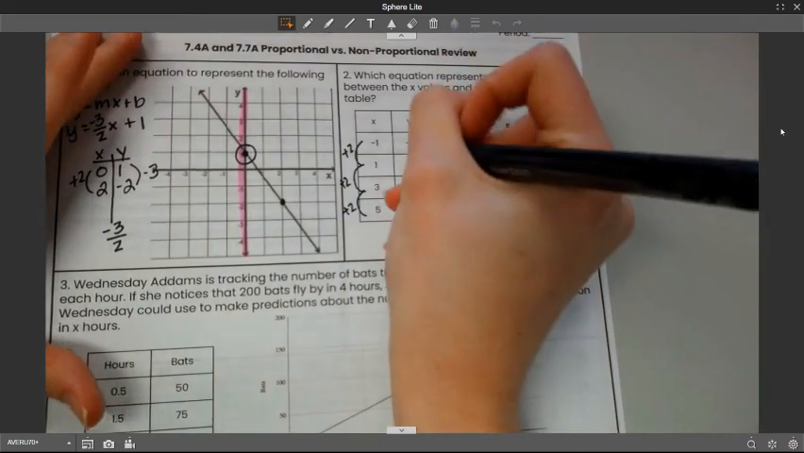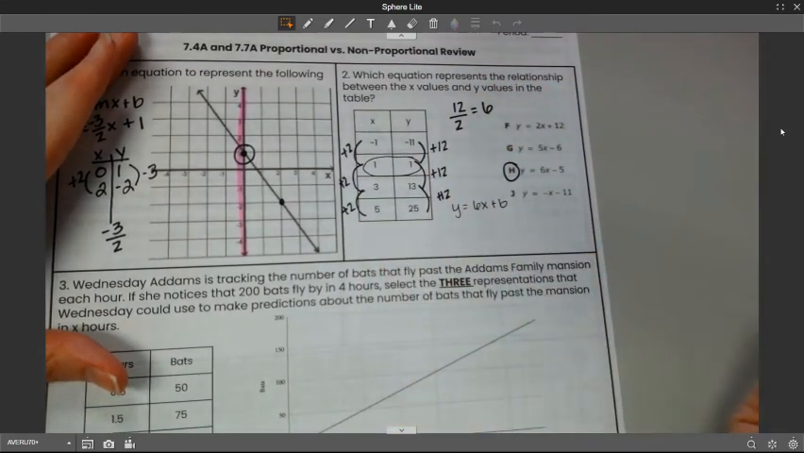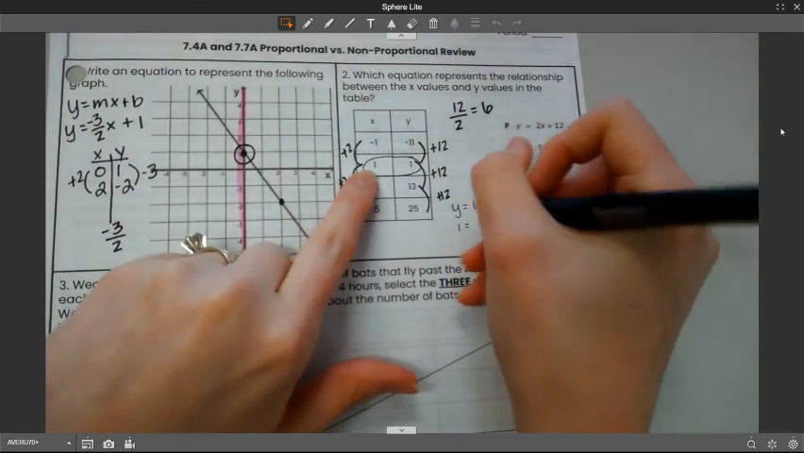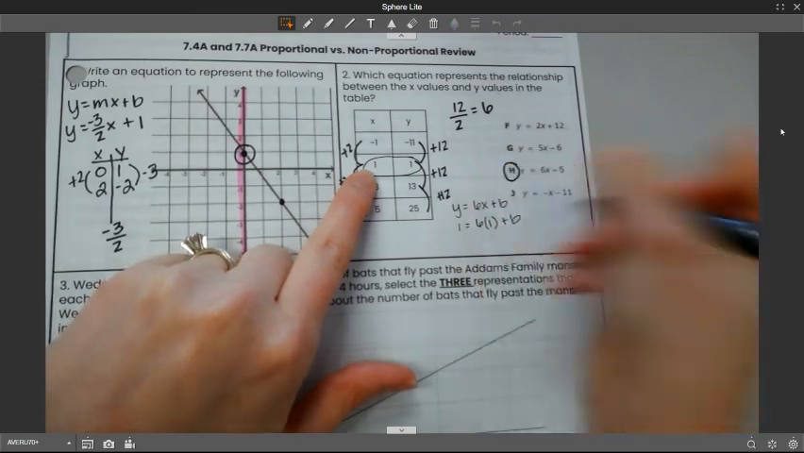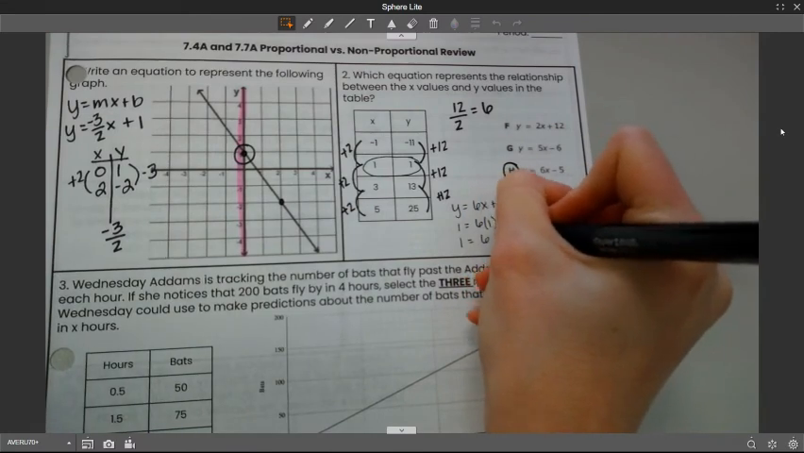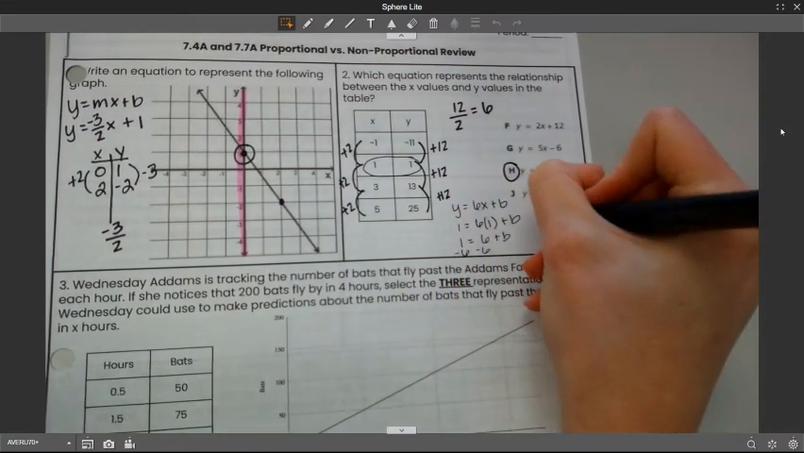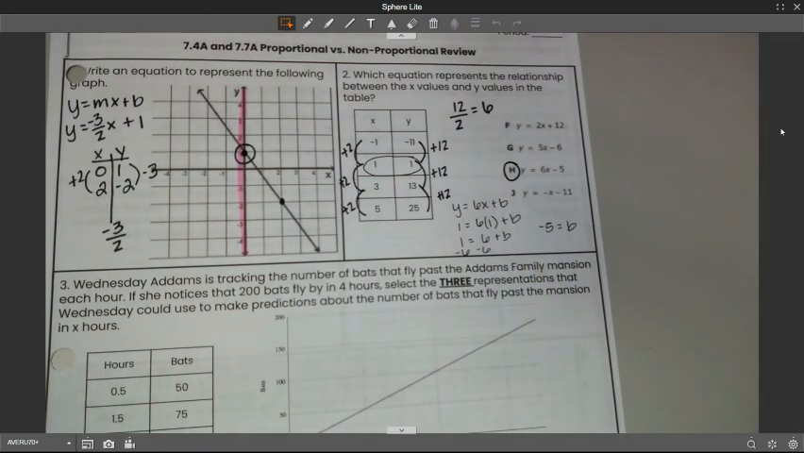So what I would do is I would plug in a point. Now, most of you don't like dealing with negatives, so I would pick the first positive point. So that's a 1 for the y value and a 1 for the x value. So I would say 1 is equal to 6 times 1 plus b. Well, 6 times 1 is 6 plus b, so I'd subtract 6 from both sides. That's solving an equation like you did in 6th grade. And negative 5 is equal to b. Well, that one had negative 5 as the y-intercept.